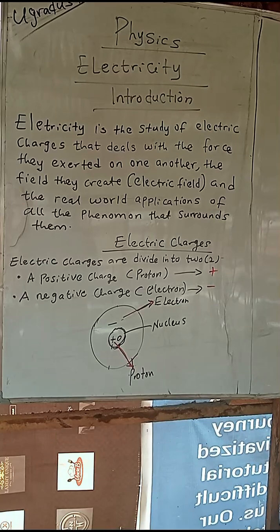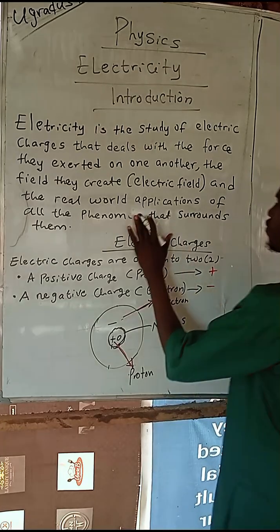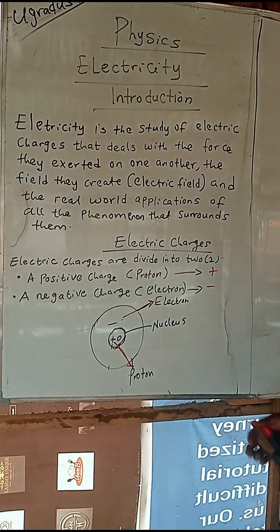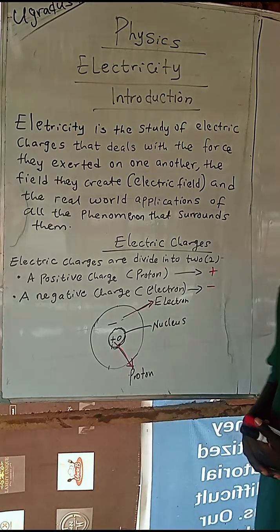So electricity is the study of electric charges that deals with the force they exert on one another, the field they create with one another, also known as the electric field, and the real world applications of all the phenomena that surround them. Please, I have to correct that: of all the phenomena that surround them. Then you will see that below it I have what I call electric charges.